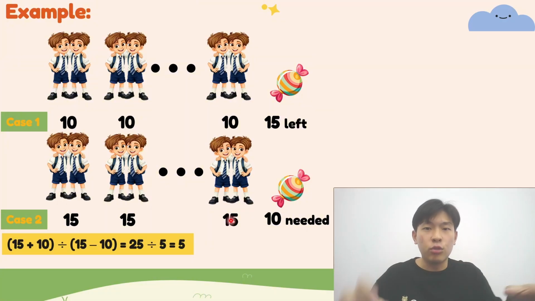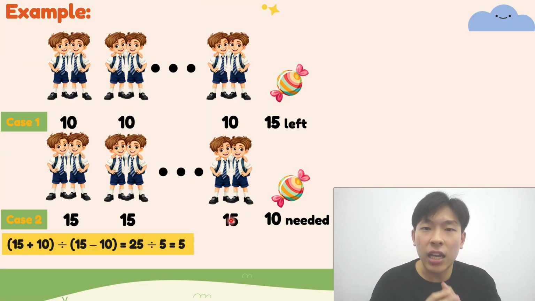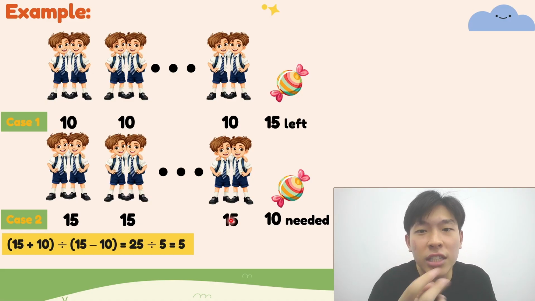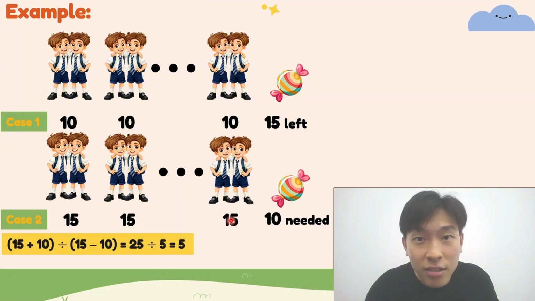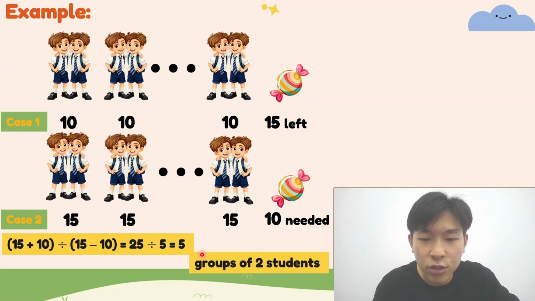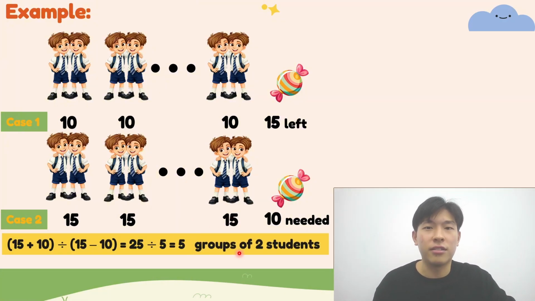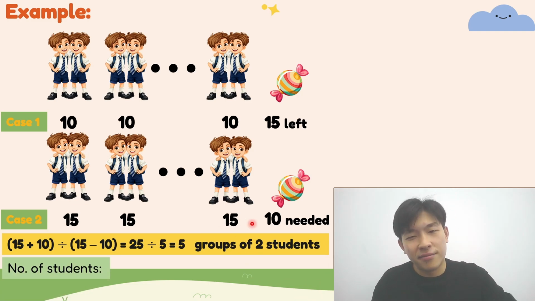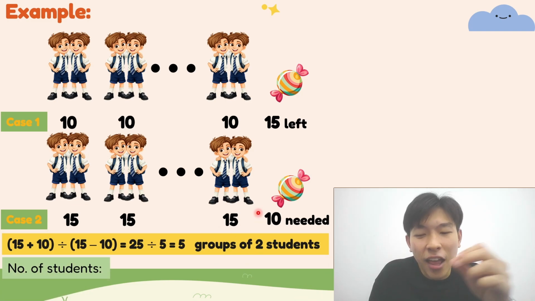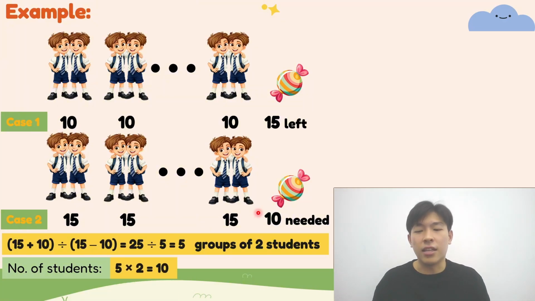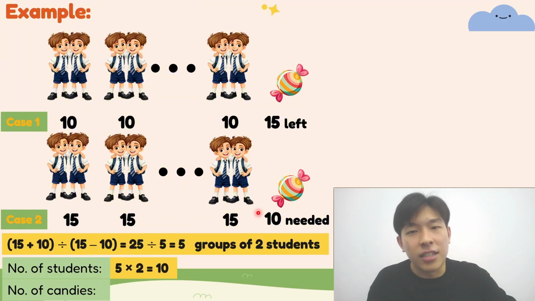And if I take these two things and divide them, what I get should be the number of groups of 2 students, since all we are talking about is these 2 students. So what we get here is actually 5 groups of 2 students. So how should I find the number of students? Very nice. Yes, it's 10. How do we get it? 5 times 2. Easy.